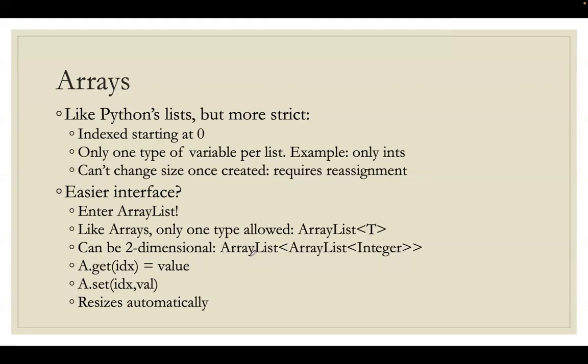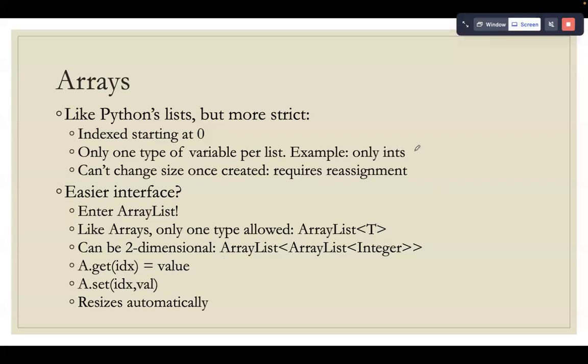Okay, so who remembers using lists in Python? Great. So arrays are kind of like Python's lists. We use them with the square brackets, just like lists, but they're more strict. They are also indexed starting at 0. So if we want to get an item from the list, we have to start counting at 0.